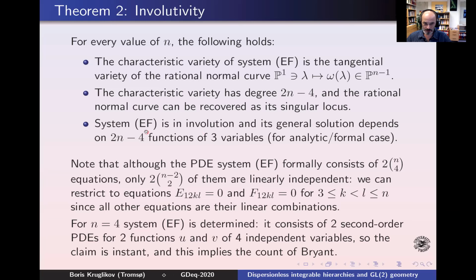Third, system EF is involutive, and its general solution depends on 2n minus 1 functions of 3 variables. Okay, this 2n minus 4 is this one, and this 3 was the dimension of this characteristic variety as an affine variety. Okay, so that's basically the Cartan-Kähler theorem, right? So, well, no, I don't know. Cartan-Kähler-Serre theorem, that's maybe more correct.